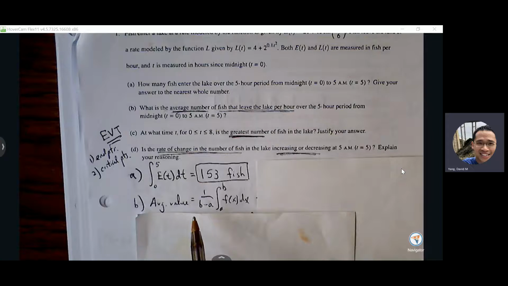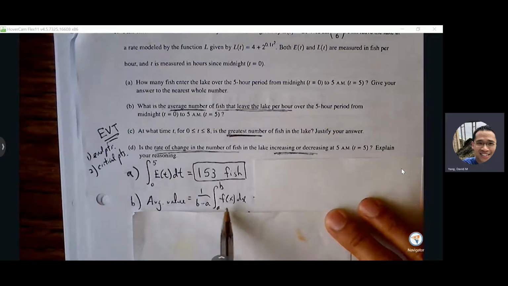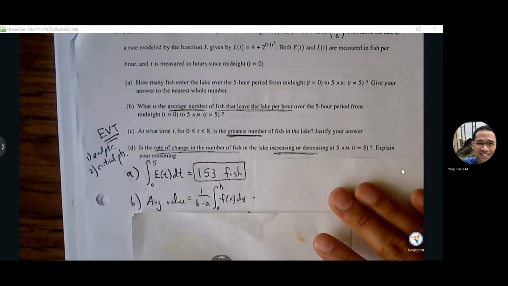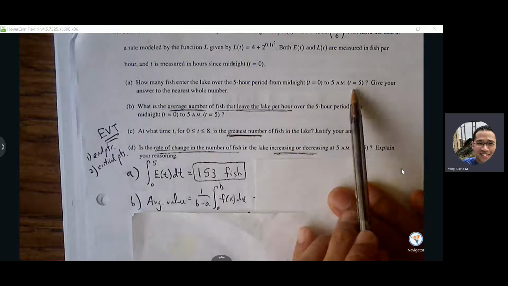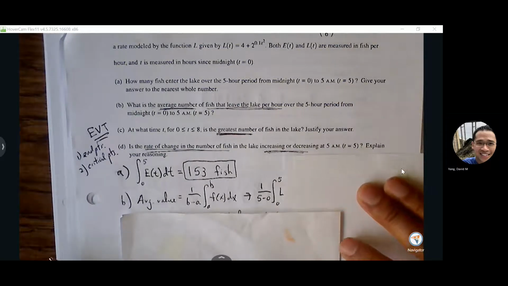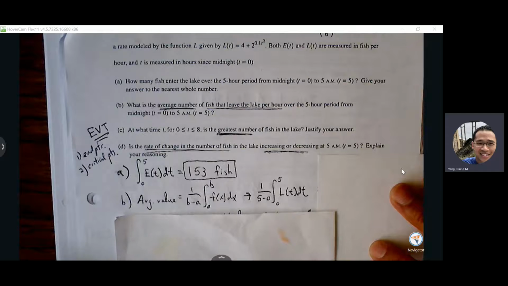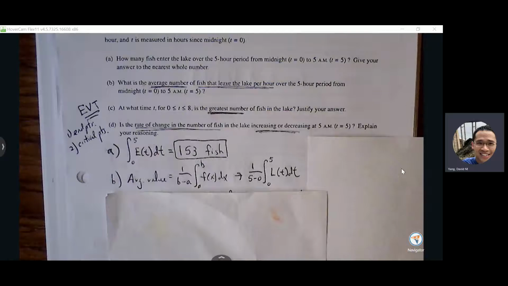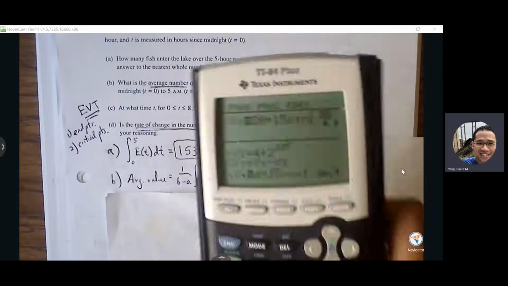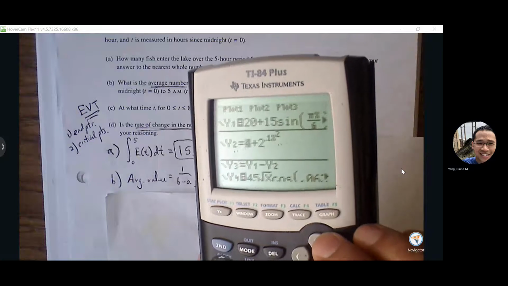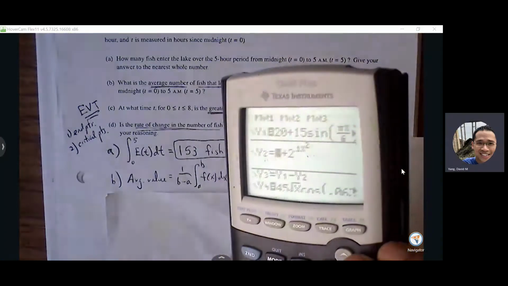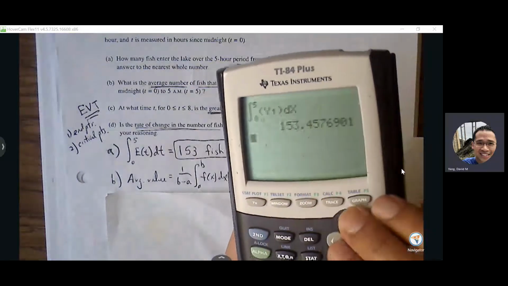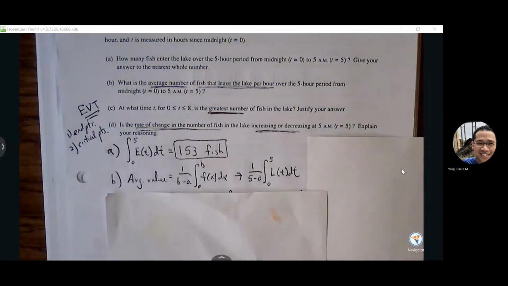Okay, average value theorem: 1 over b minus a, definite integral from a to b of f of x dx. That's the formula. And we can adapt it for L of t. My a is 0 and my b is 5. And let's make the calculator do the work for us there. Okay, so what I did was I had y2 hold my L of t function. And I just did math 9 for that integral.